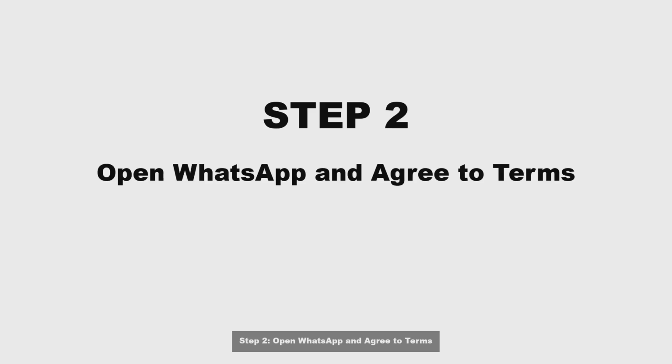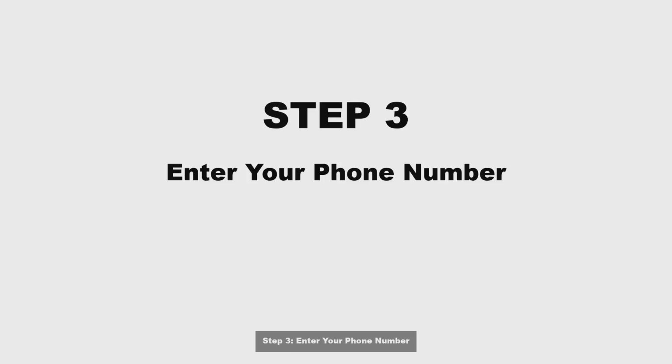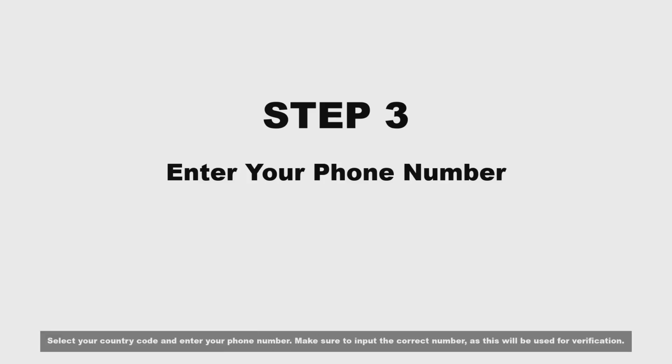Step 2. Open WhatsApp and agree to terms. Launch the app and read through the terms and conditions. Tap on agree and continue to proceed to the next step. Step 3. Enter your phone number. Select your country code and enter your phone number. Make sure to input the correct number, as this will be used for verification.